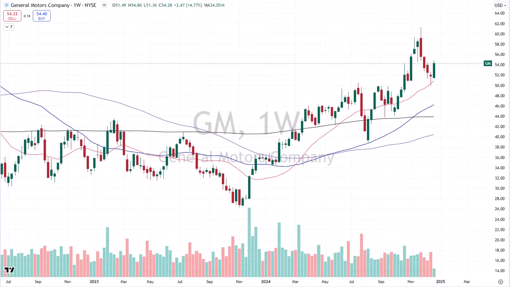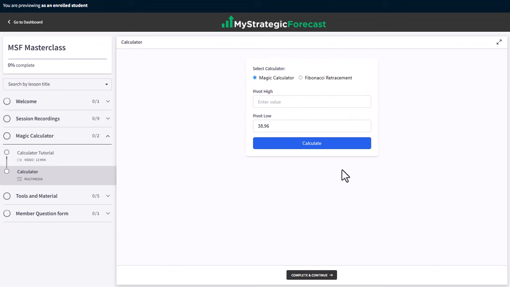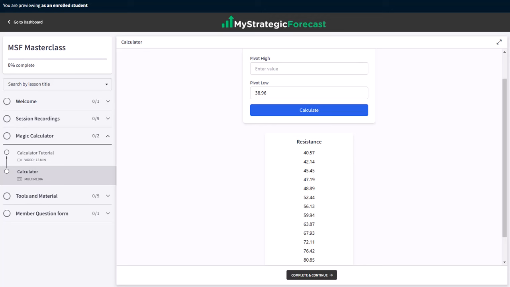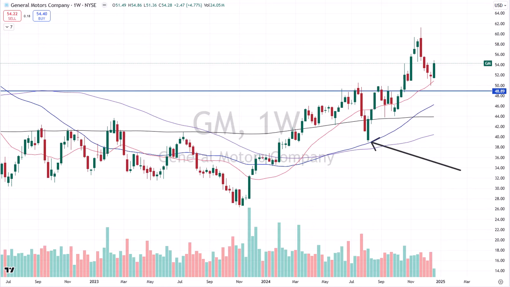What happens if you flip it on its head? Does it work for shorts? Of course it does. Take this important pivot low, comes in at 38.96. We pop it into the magic calculator, hit calculate. We're focused on 48.89. This is what it looks like on the same weekly chart.